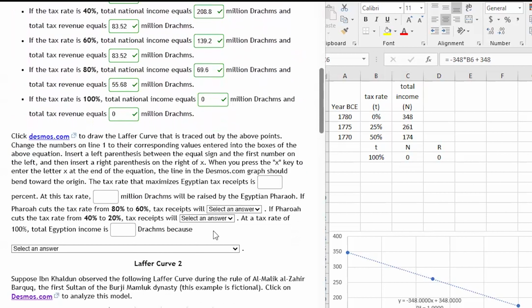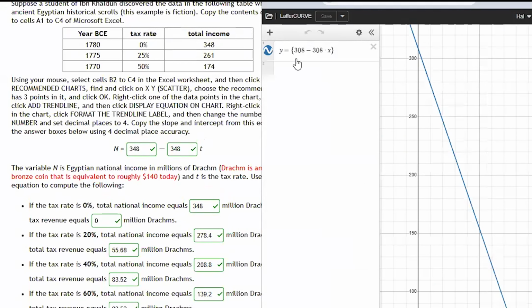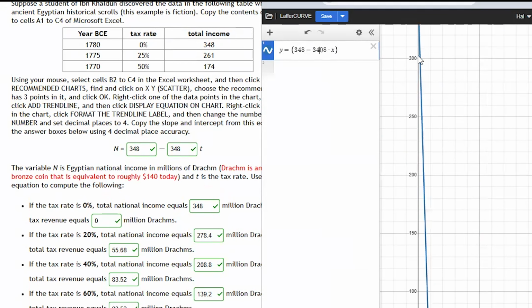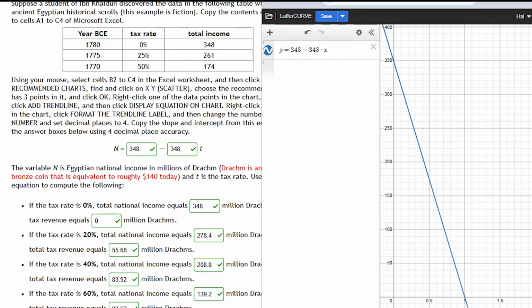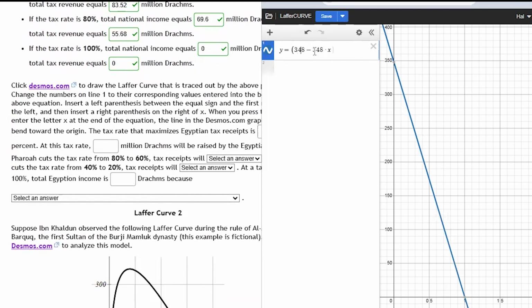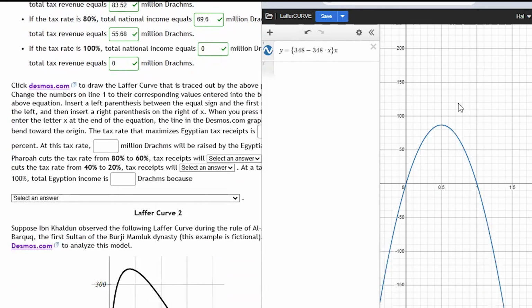Now we're going to click Desmos.com here to draw the Laffer curve that is traced out by the above points. Change the numbers on line 1 to their corresponding values entered in the boxes of the above equation. So we'll open up Desmos and I'm going to type in 348 minus 348. Desmos is a math program, so you generally use Y and X here. The x-axis goes from 0 to 100%. And the vertical axis is in millions of the currency of ancient Egypt, 0 to 348. We're going to put parentheses around this part, and we're going to multiply this by x. And when we do that, it bends this line into what's called a parabola. The parabola rises and falls.